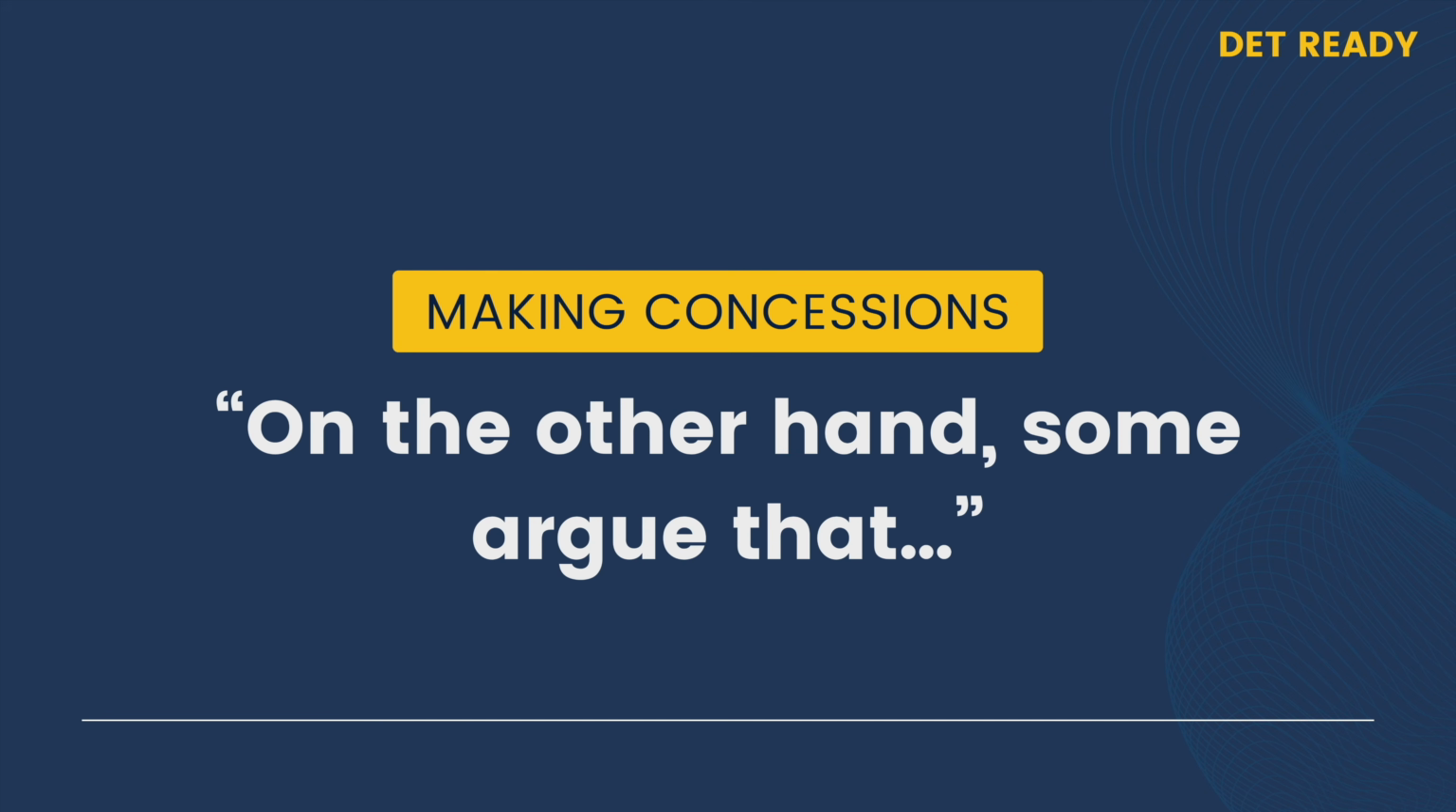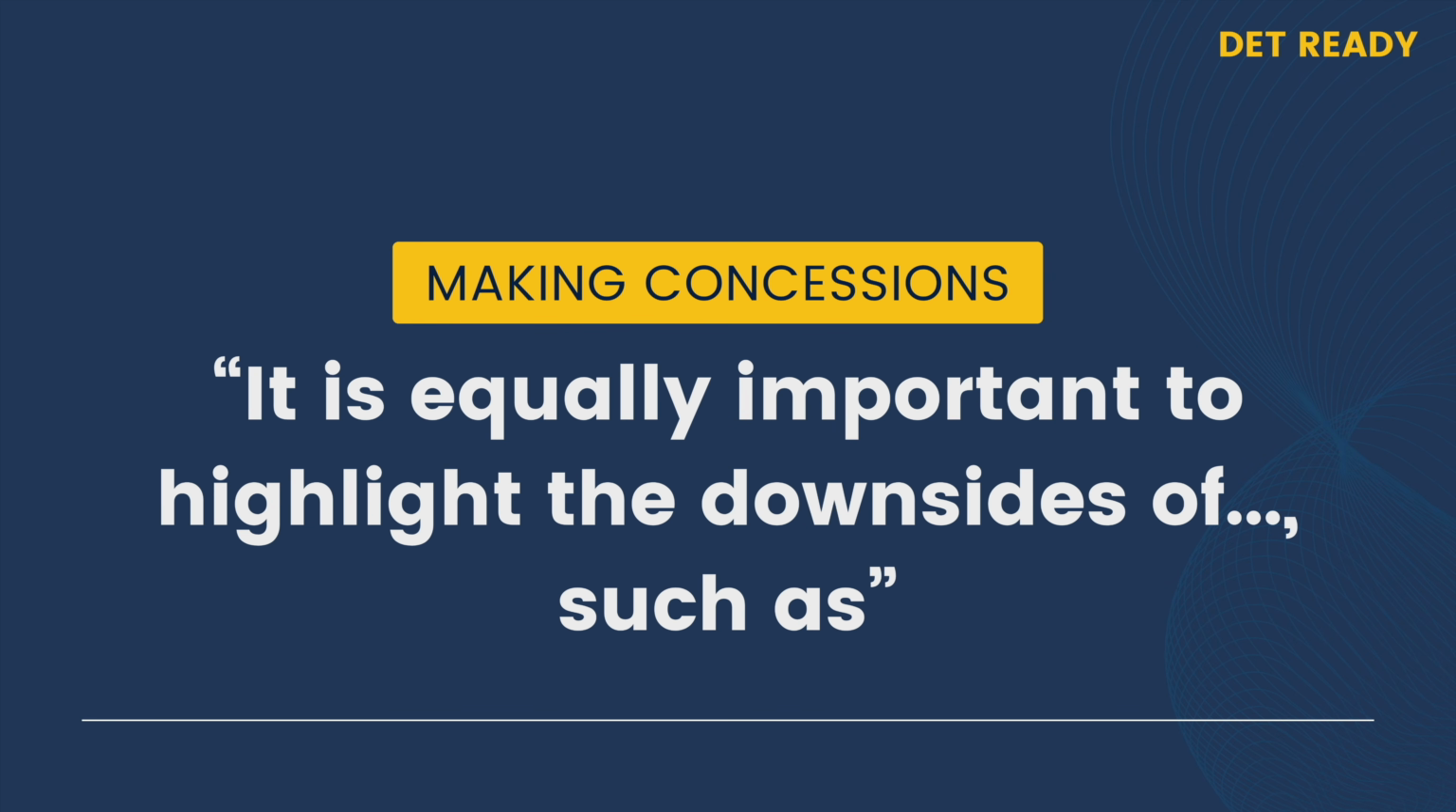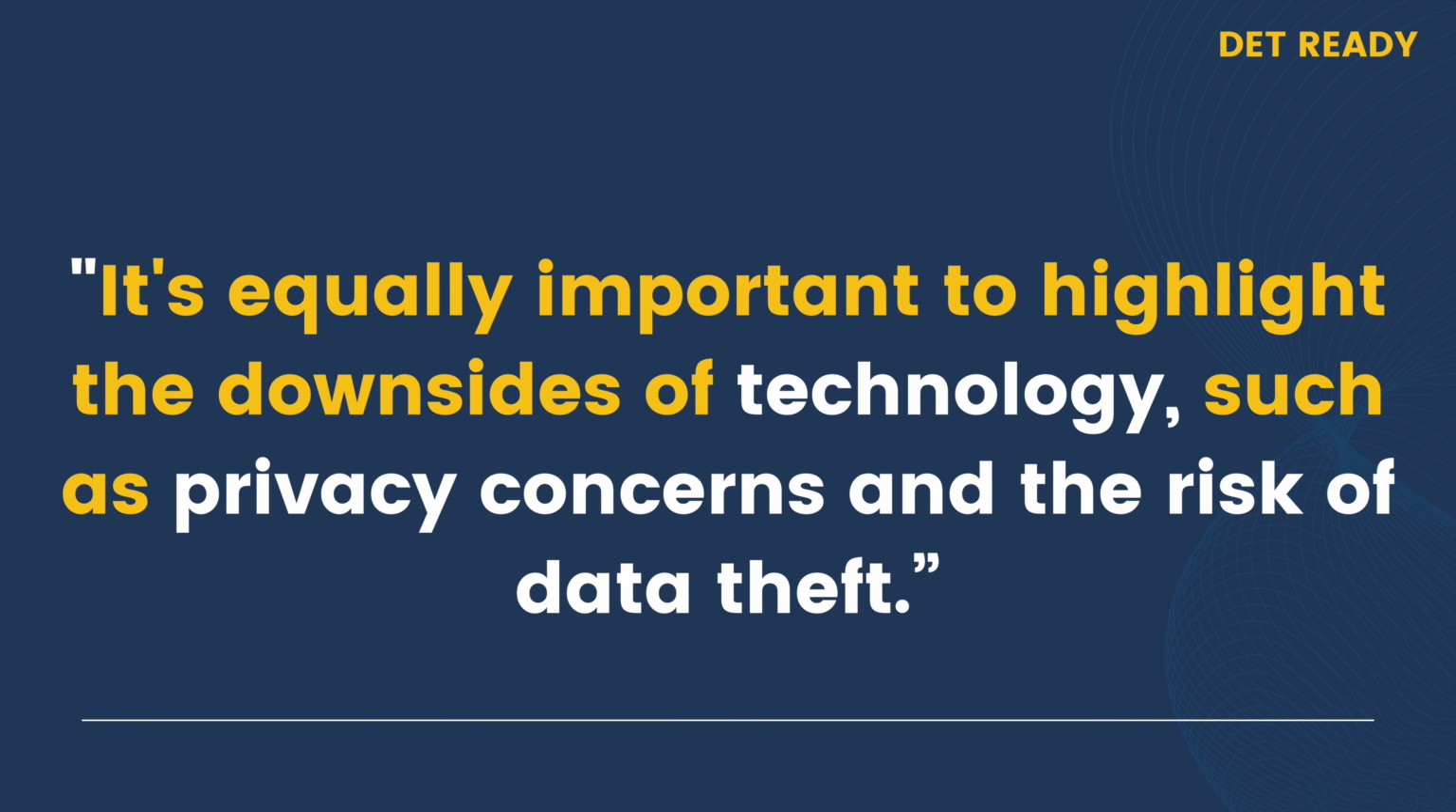Here are some phrases you can use. The first phrase I have for you is, "On the other hand, some argue that." You can use this to talk about the opposite opinion. In a sentence: "On the other hand, some argue that school uniforms restrict students' freedom of expression." The next phrase is, "It's equally important to highlight the downsides of something, such as," for example, "It's equally important to highlight the downsides of technology, such as privacy concerns and the risk of data theft." Those were 2 phrases you can use to introduce your concession sentence.